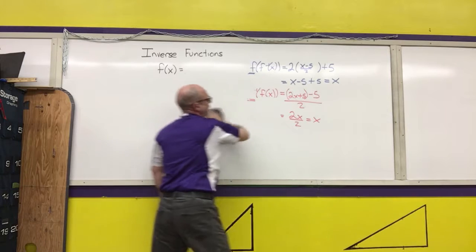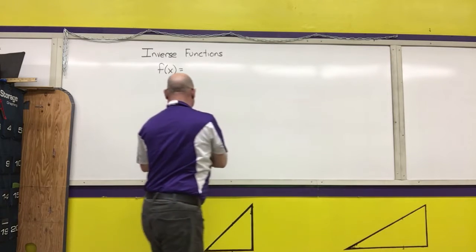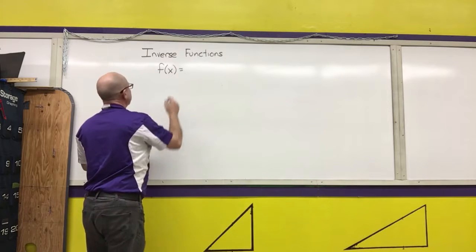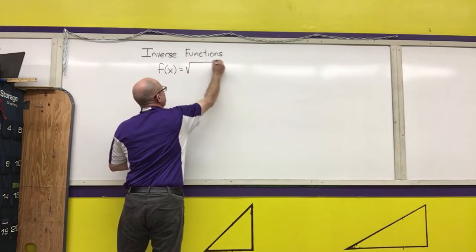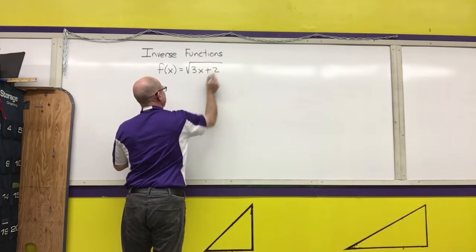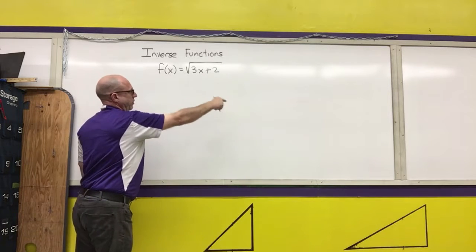The next function I want to find the inverse of is the square root of 3x plus 2. Like the last time, I'm just going to make a little arrow diagram.